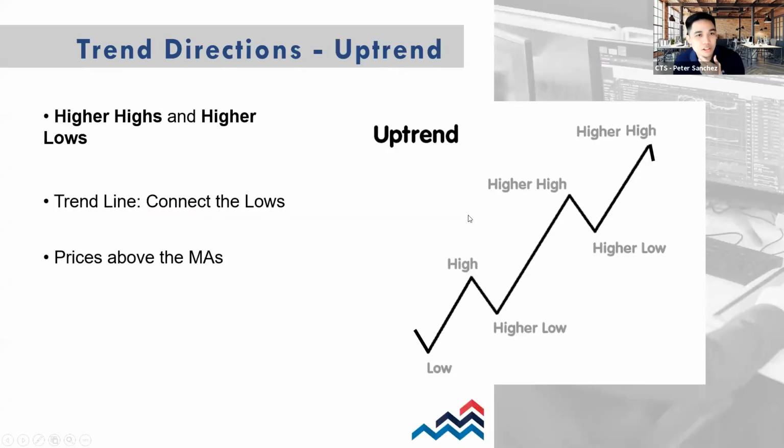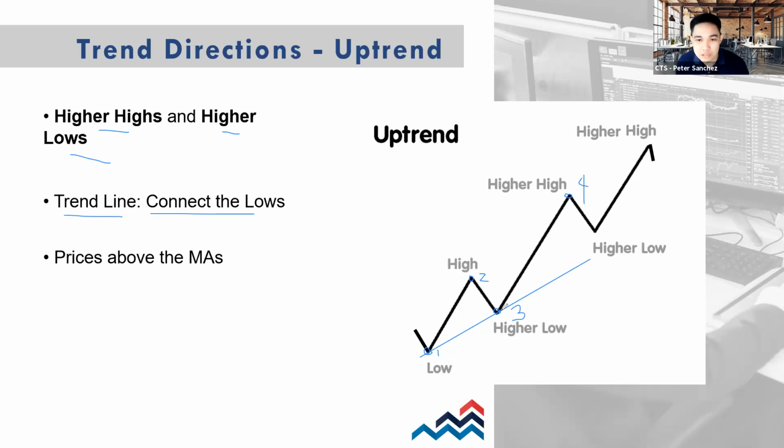Okay, next. The other trend direction, the uptrend. To identify an uptrend, we need higher highs and higher lows. So in this picture, to make a trend line, we connect the lows. So again, we need 4 points. We have a low here, a low, 1, a high, 2, higher low, 3, and higher high, 4. So 4 points. To make a trend line, we connect the lows. Easy, easy, easy.